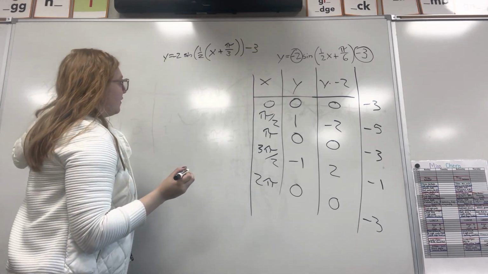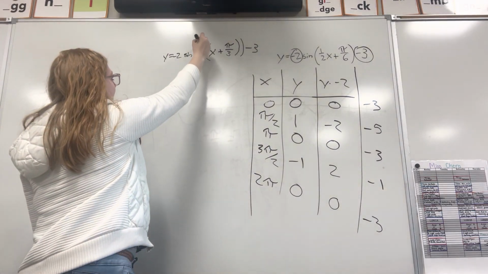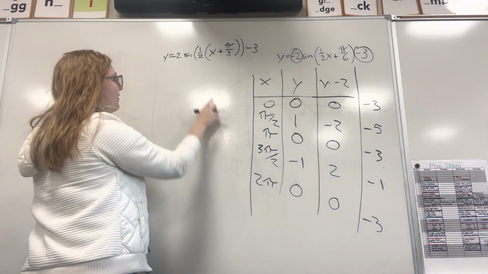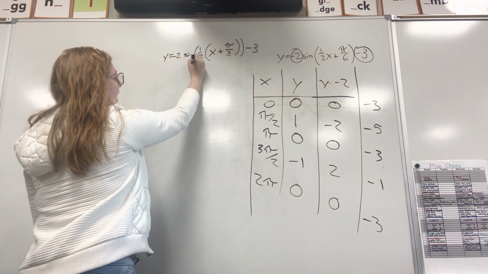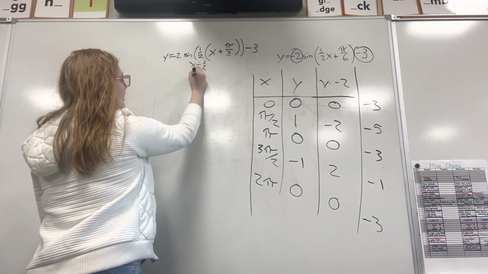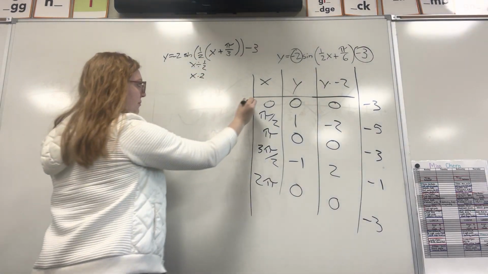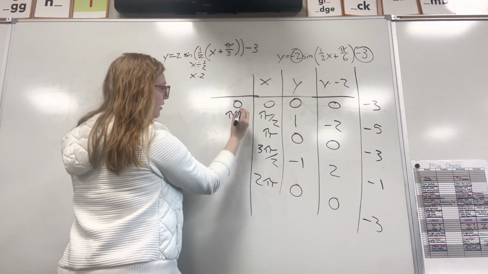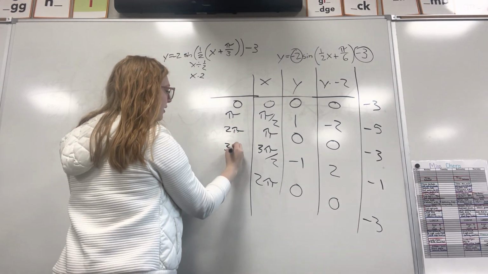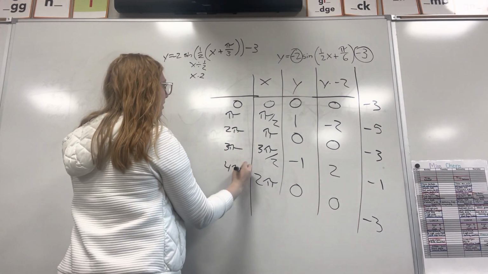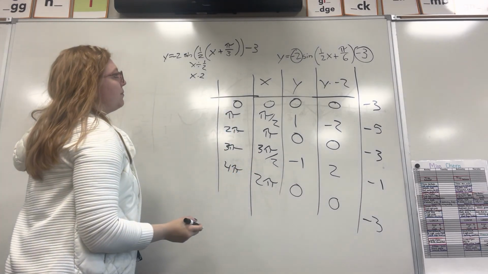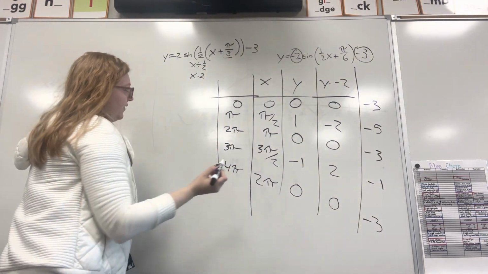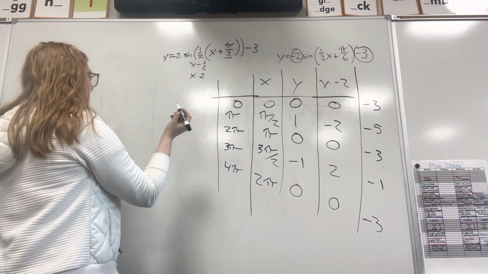Okay, so from here, first I want to deal with this 1/2. Whenever we have something in front of this x, we need to take all the x values and divide it by that. So x divided by 1/2 is the same thing as x times 2. So I'm going to multiply all of these by 2. So we still have 0, pi, 2 pi, 3 pi, and 4 pi. Okay, then the last part is going to be adding pi over 3 to each one of these. So let me take a moment to do that.